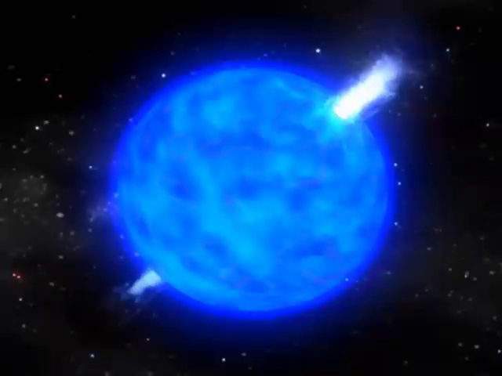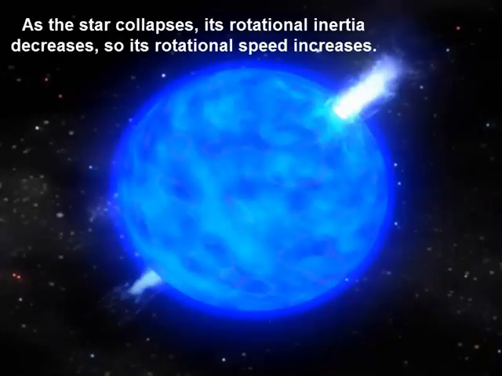This applies to stars that collapse. When the star collapses, its rotational inertia decreases and so its rotational speed increases.